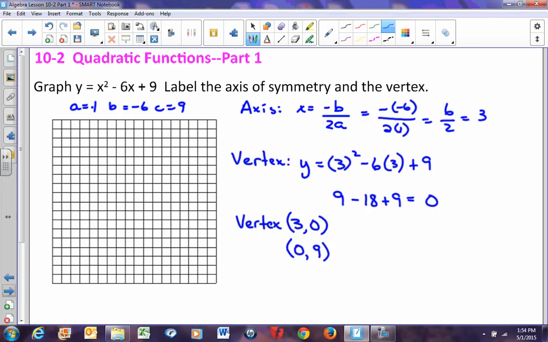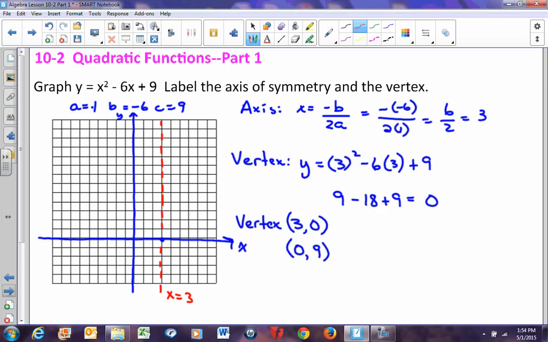We know it's going to open upward, so I know I need more points above my x-axis than I do below my x-axis. So here's my x-axis. There's my y-axis. We plot the vertex, which is 3, 0, 1, 2, 3, 0. My axis of symmetry is the line x equals 3. So here's my axis of symmetry. x equals 3. There's my axis of symmetry.